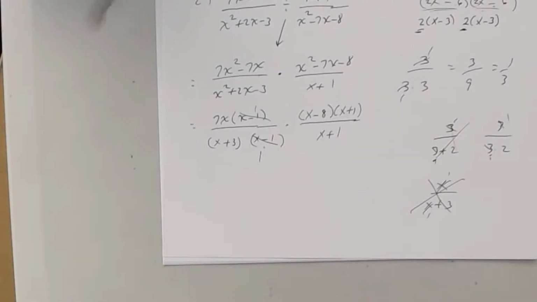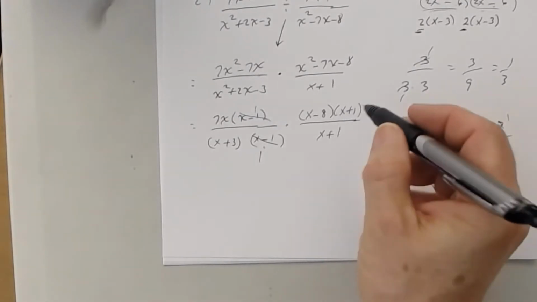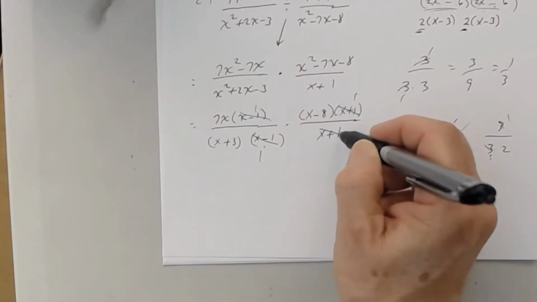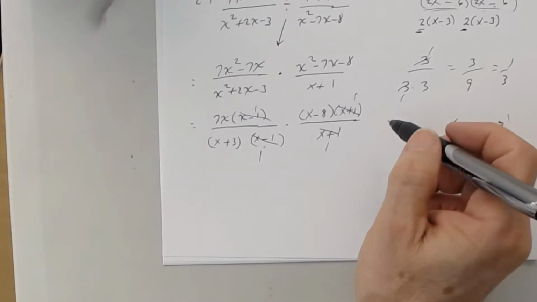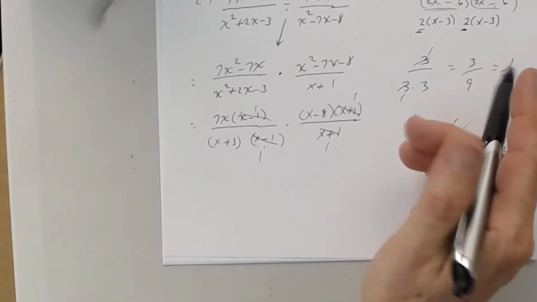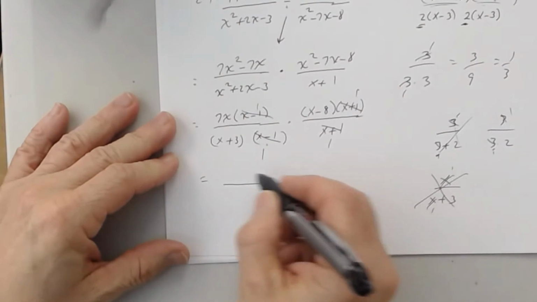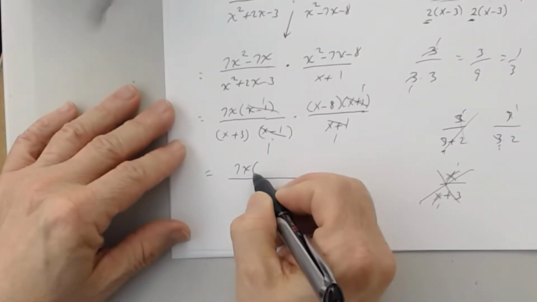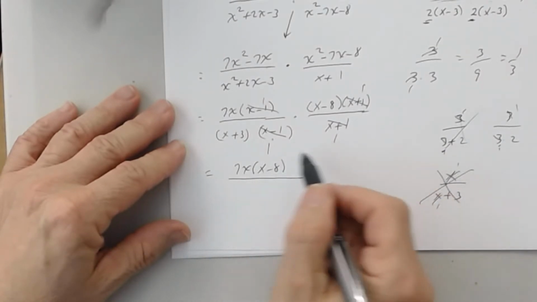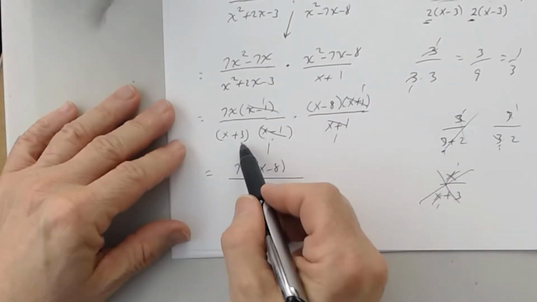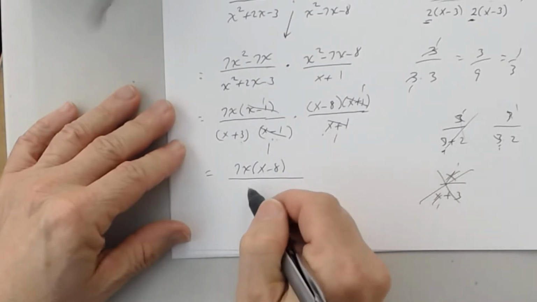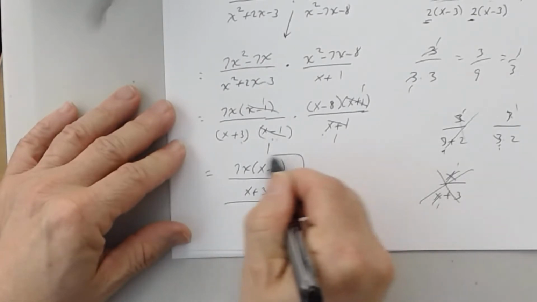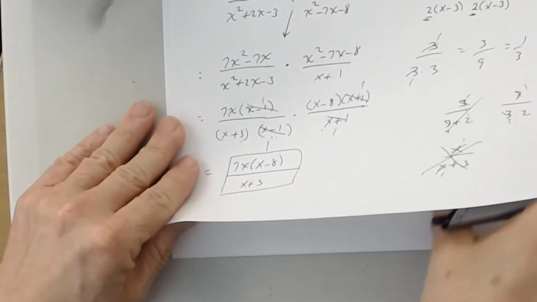What's the next factor that you see? Is there a factor of x minus 8 in the denominator? What's the next factor that you see? So I can reduce those, right? And so that's all I can do. So what's going to be the answer to the numerator? Leave them in factored form. 7x times x minus 8. And then the only thing left down here, x plus 3 times 1 is just x plus 3. All right, so that's number 2.